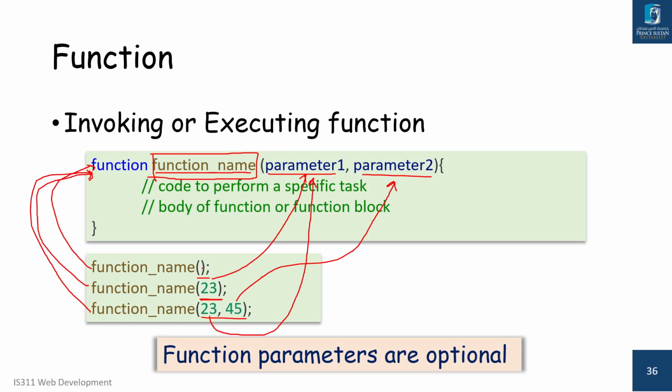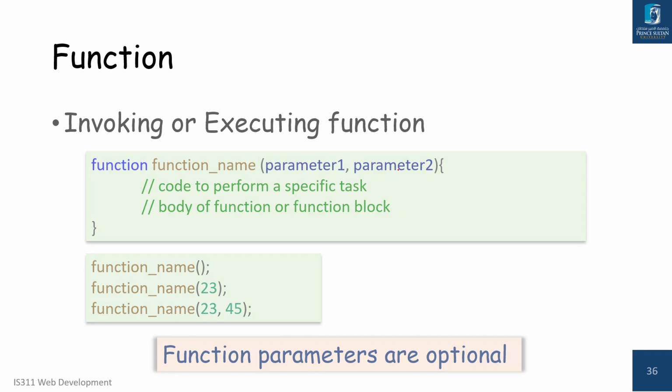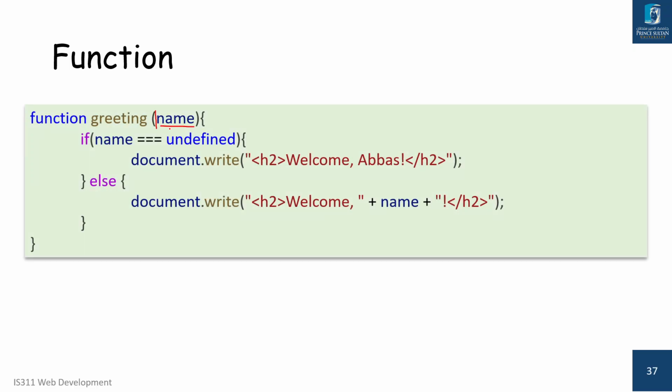When the values are not given, then what will happen? This parameter one is also undefined, parameter two is undefined. In the second one, parameter one is defined because it has the value of 23, but the second parameter is undefined. So if we are not providing the value of this name variable when we are executing this method, then this name variable will be undefined.